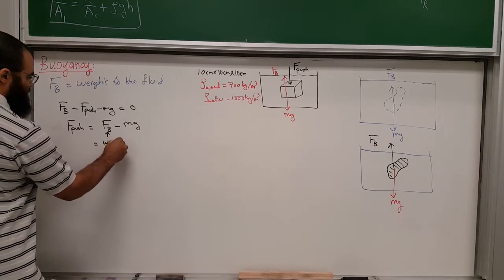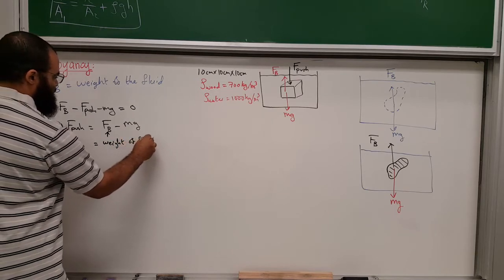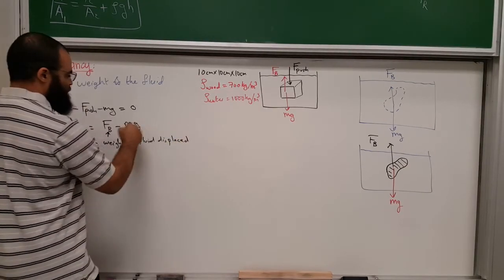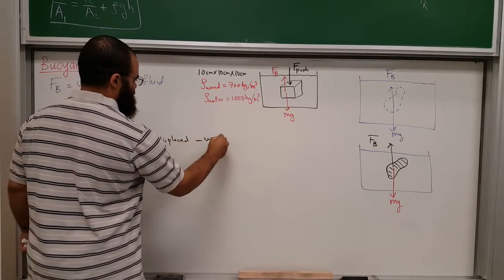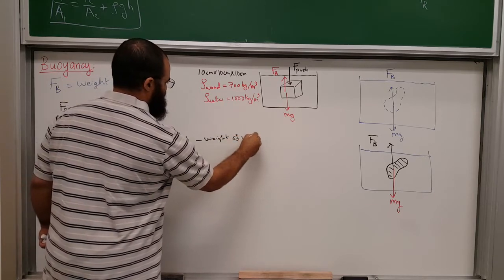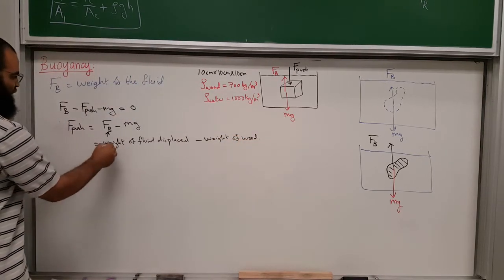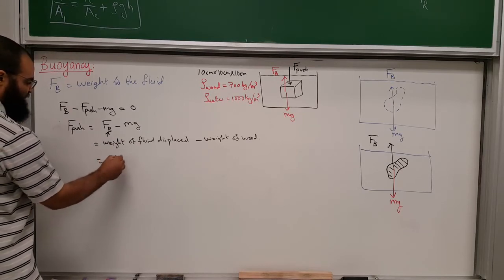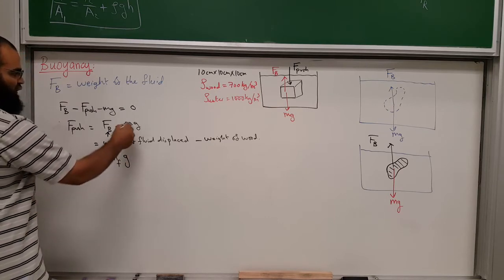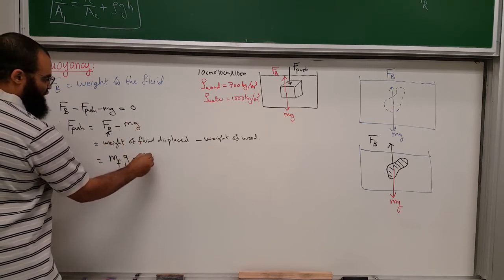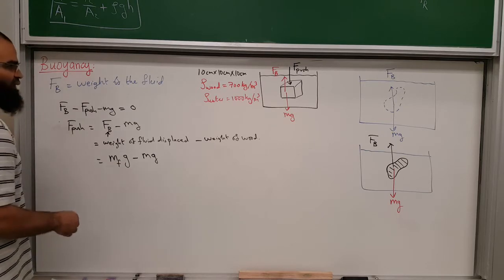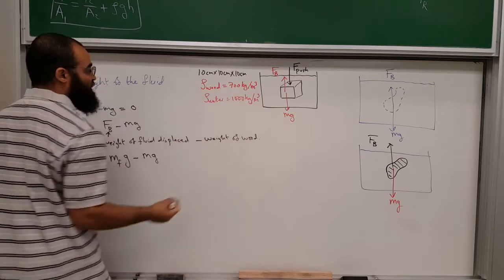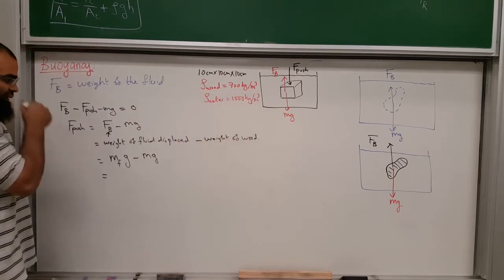Weight of fluid displaced. And this is the weight of the wood, of the submerged object. The weight of the fluid displaced, the weight of anything, will be the mass of the fluid displaced times gravity. And the weight of our piece of wood is the mass of the wood times gravity. We're not given the mass of the wood, but we're given the volume of the wood, so we could calculate the mass of the wood.